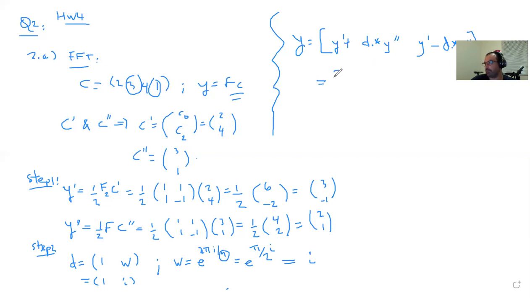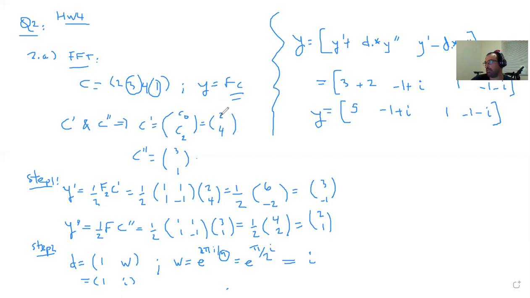You're going to have 3 plus 2. The second component is going to be minus 1 plus W, so minus 1 plus i. The third component is 1, and here it's going to be minus 1 minus i. So basically this is y: 5, minus 1 plus i, 1, minus 1 minus i. So this is for the first part.